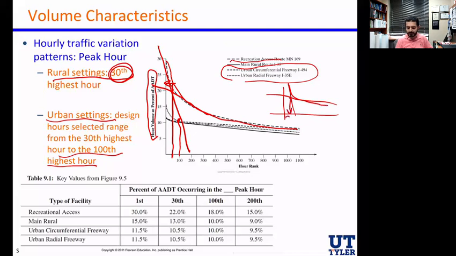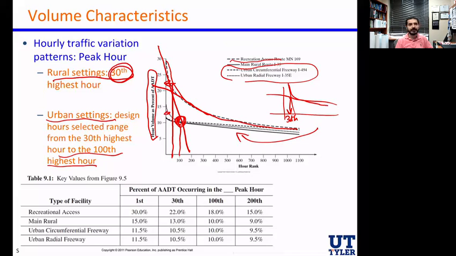It happens to be the 30th hour for rural or recreational, but when it comes to urban, like these lines right here, you can see that the drastic change happens around the 100th hour instead of the 30th hour. The 30th hour is all the way up here, and again, that's not the true number. If we were doing it, especially in urban areas, and based all of our design on the 30th hour, it would not be right.